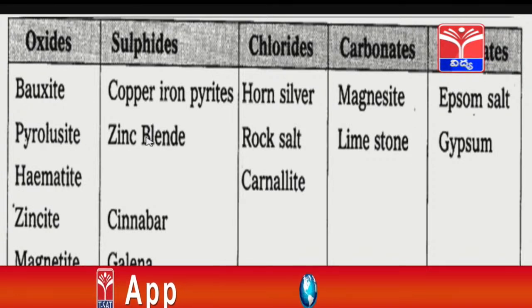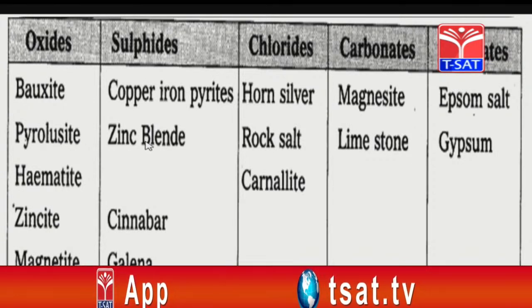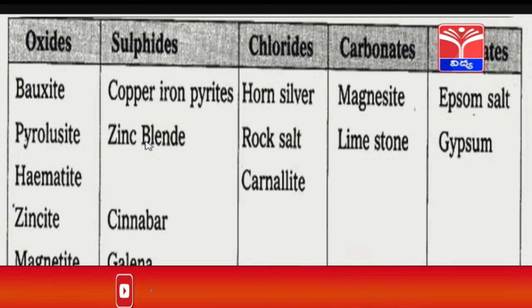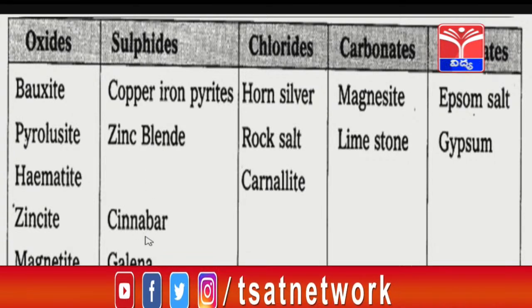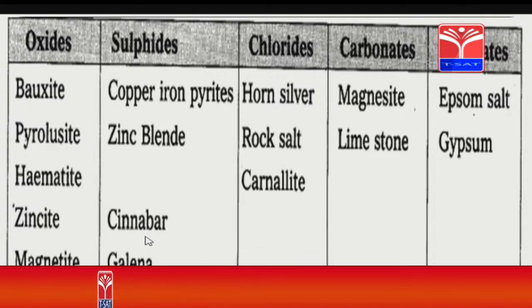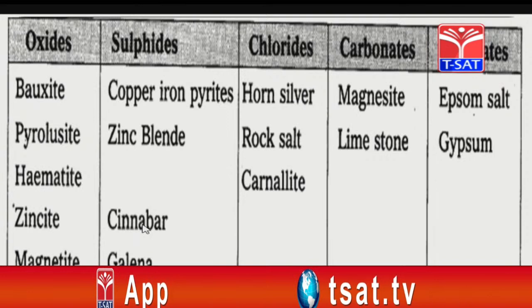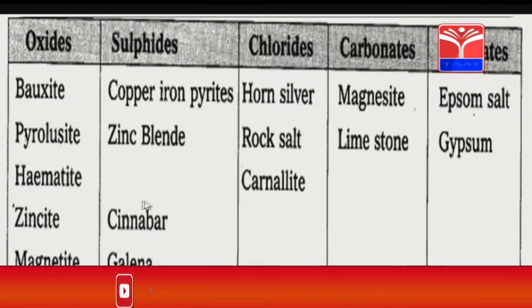Zinc blend, ZnS, zinc is the metal which can be obtained from zinc blend and sulfur is the impurity. So, this is a sulfide ore. The same way cinnabar, mercuric sulfide. Here also mercury is the metal combined with the sulfur as an impurity. So, cinnabar is a sulfide ore. Galena, lead sulfide. Children, these are the examples of sulfide ores.